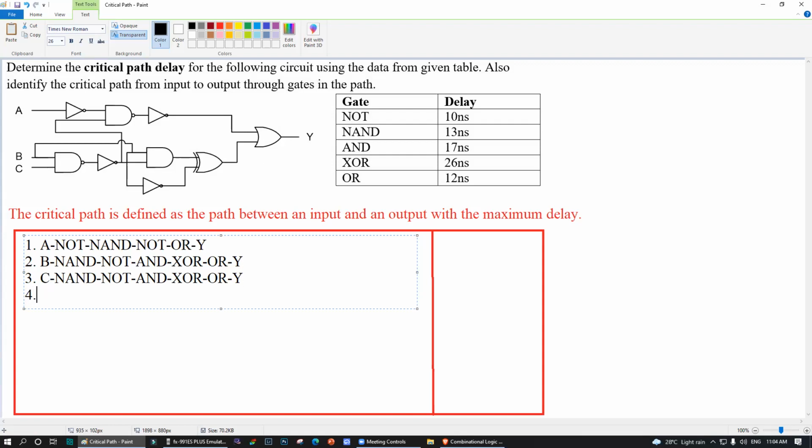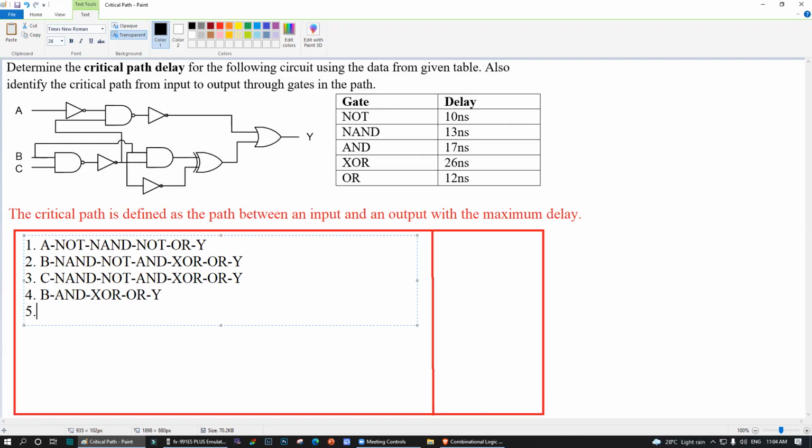Then come to path number 4. What is the path? B, then directly go to the AND, right? Not AND, it is B, then directly AND, then XOR, then OR, then Y, right? That is your path number 4.